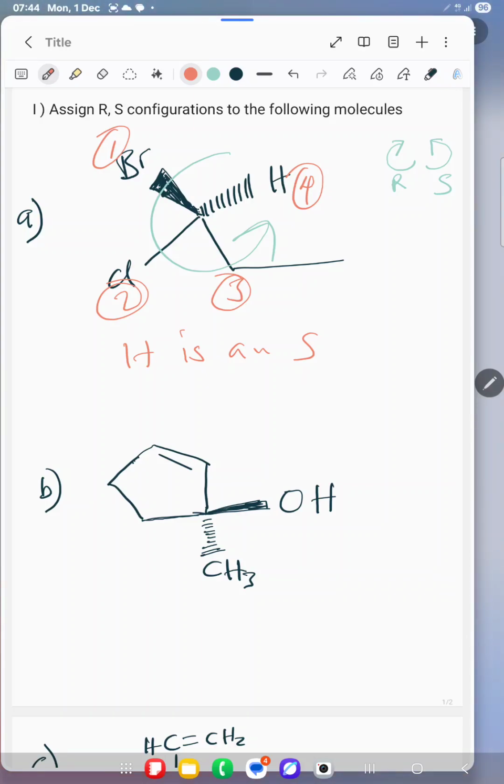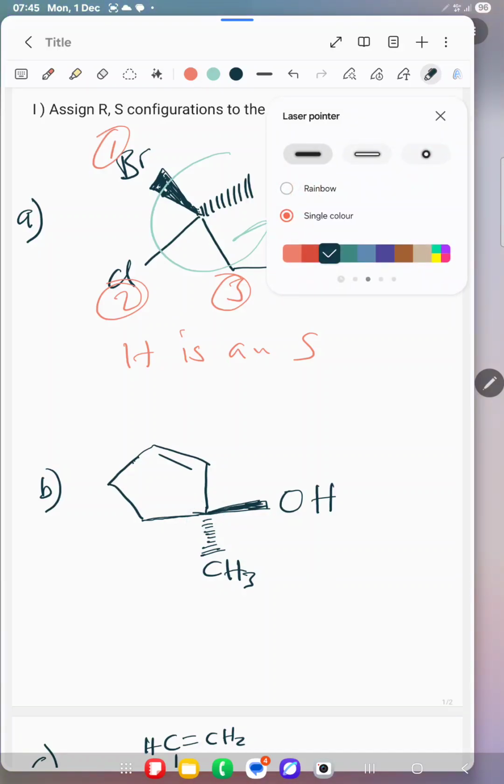Now from here we go to this other one which is down here. Again we assign the numbers in descending order according to their atomic masses. First thing is to determine the chiral center, the atom which is bonded to four different atoms. In this case, your chiral center is this one here because it is surrounded by four different atoms attached to it. So this becomes our chiral center.